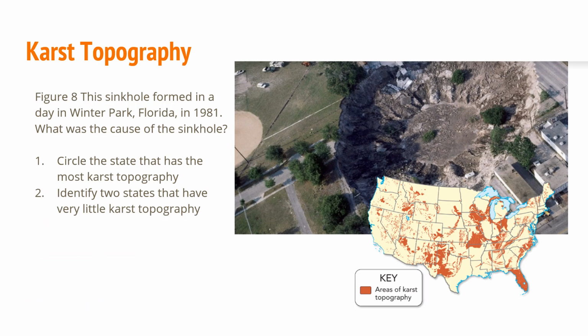Karst topography, so figure 8. The sinkhole formed in a day in Winter Park, Florida in 1981. What was the cause of the sinkhole? Groundwater erosion caused this. So next we need to circle the state that has the most karst topography. In that map of the United States, the one that is almost entirely covered with areas of karst topography is Florida. Next, we need to identify 2 states that have very little karst topography. North Dakota and Massachusetts are both good answers for that.